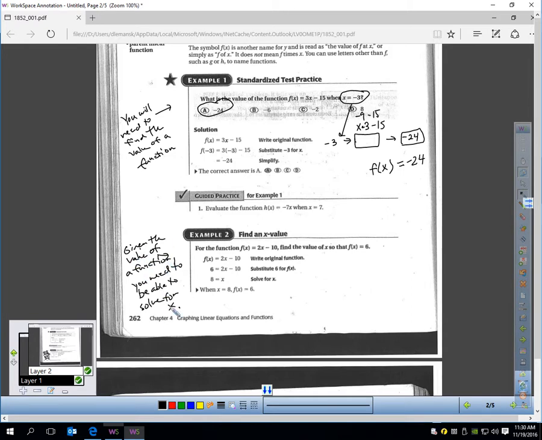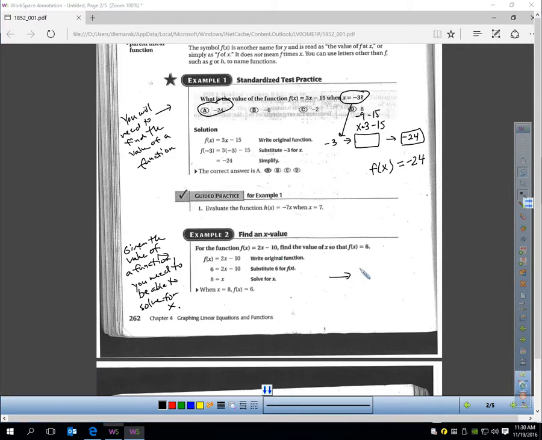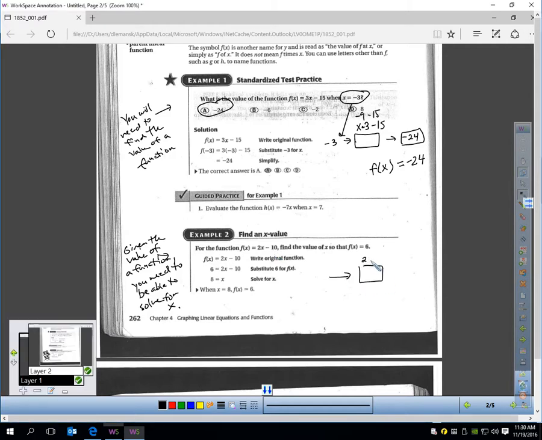All right? You also would have to be able to find, given the value of the function, you should be able to find x. So look at this example. For the function f of x equals 2x minus 10, let me draw a picture of that using the box. Find the value of x. So I'm trying to find x so that f of x equals 6. In other words, we're trying to figure out what number I would plug in for x to make this work out to 6.